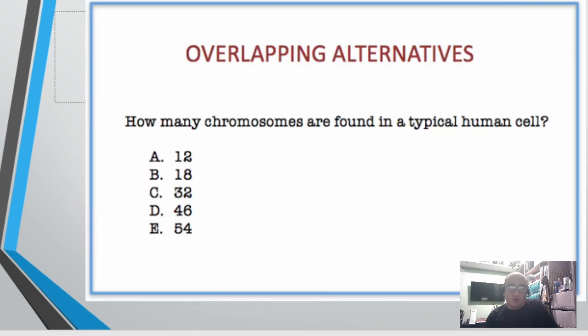So we have here an example of overlapping alternatives. So how many chromosomes are found in a typical human cell?